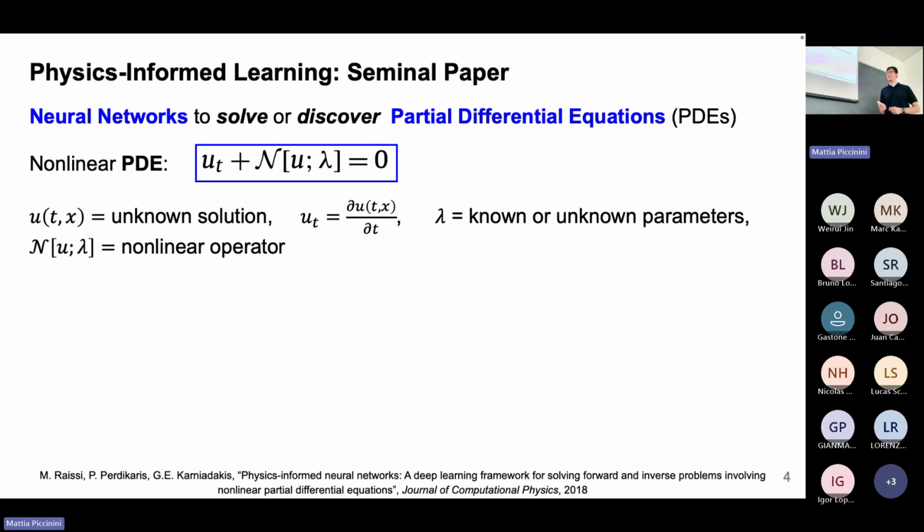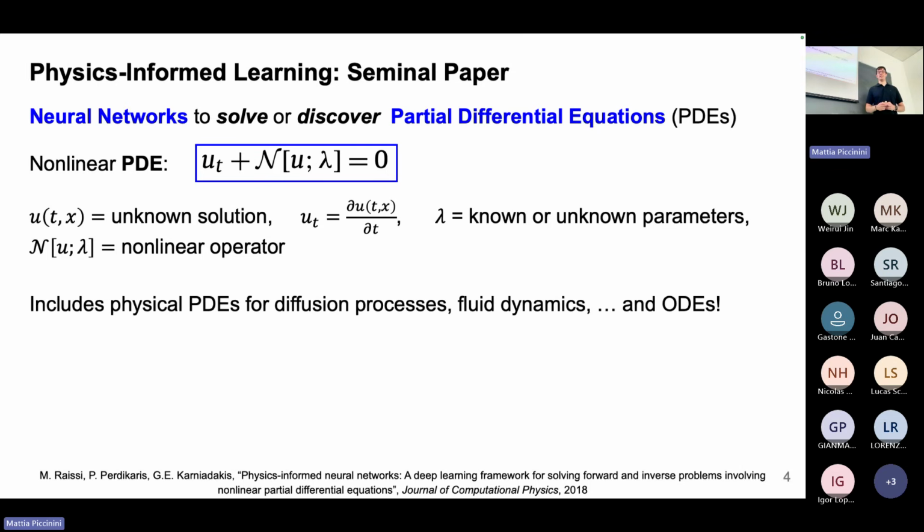And then u_t is the partial derivative with respect to time of u. And lambda can be known or unknown parameters, depending on the use case. And these parameters appear inside the nonlinear operator N, which is in general a nonlinear operator. Okay, so a very general form of a nonlinear PDE, partial differential equation. And this includes a lot of physical phenomena, by the way.